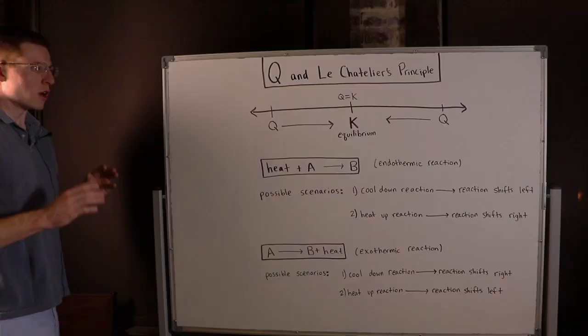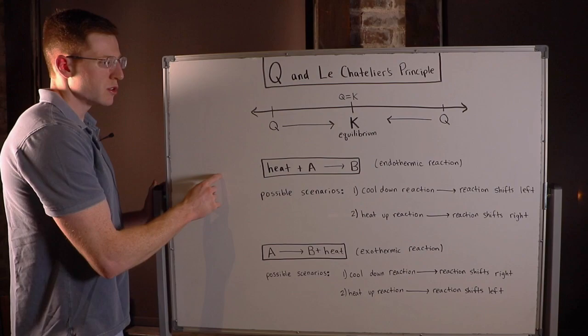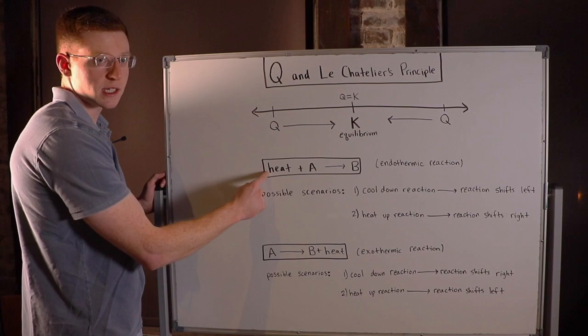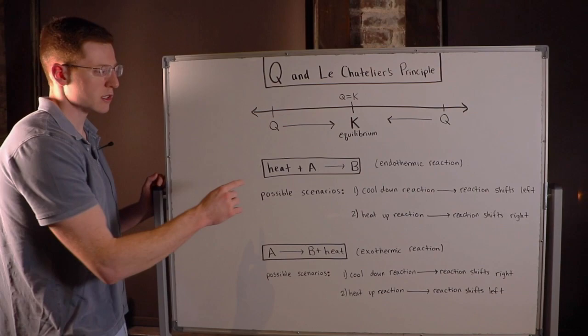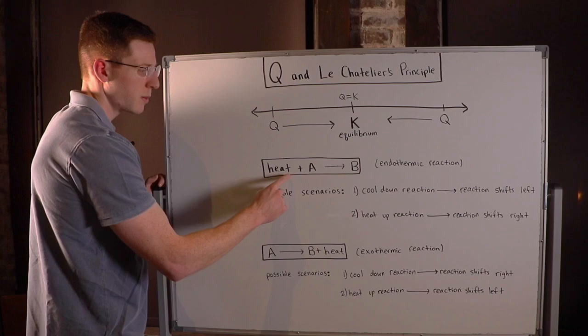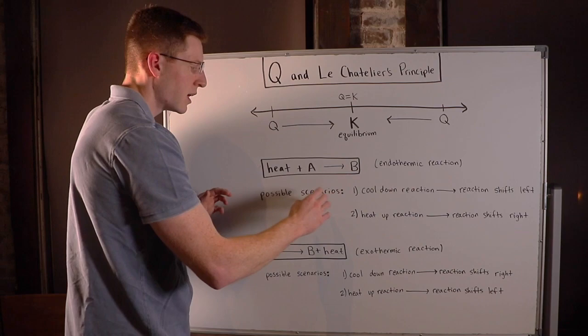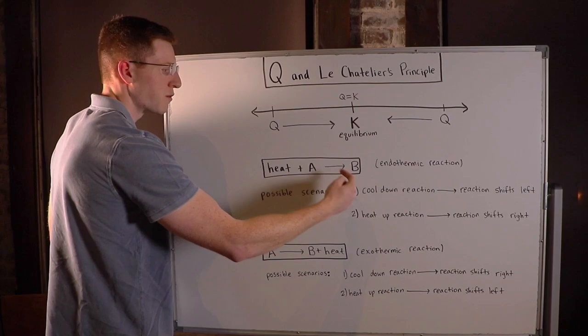Okay, let's think about Le Chatelier's principle now in the context of two special reactions, an endothermic reaction and an exothermic reaction. An endothermic reaction can be thought of as a reaction where heat is one of the reactants. Endothermic reactions consume heat to make their products, so we can put heat as a reactant here. The possible scenarios that I can use to perturb this reaction are, first, what if I cool down the reaction? By cooling down the reaction, I'm taking away heat. So using our pool of water analogy, if I scoop out some of this heat, the products are going to want to spill back over to the reactants to fill in that hole. Thus, the reaction will shift to the left.